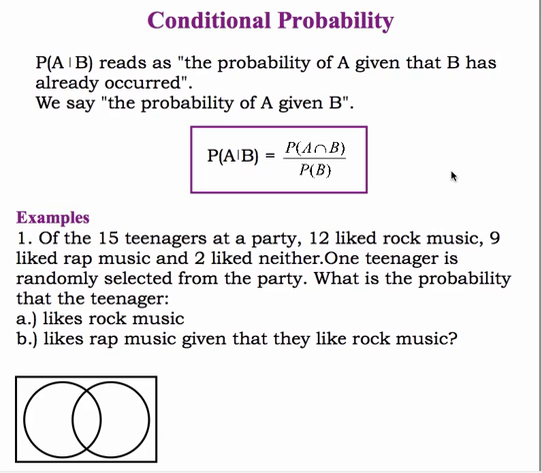Hello, this is Mr. Collier, and today we're going to look at conditional probability.